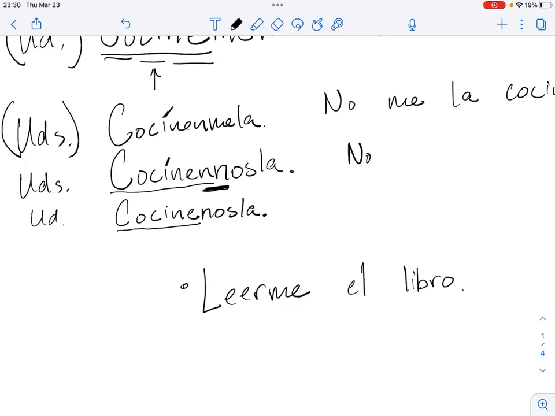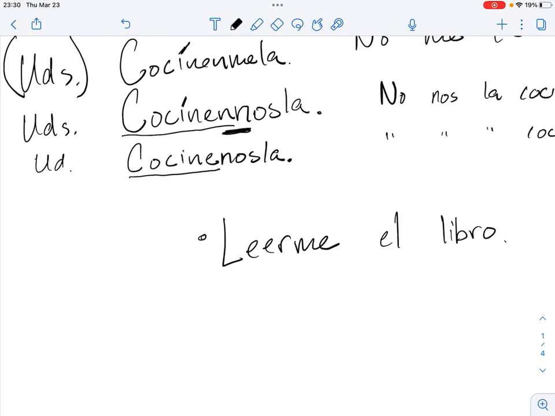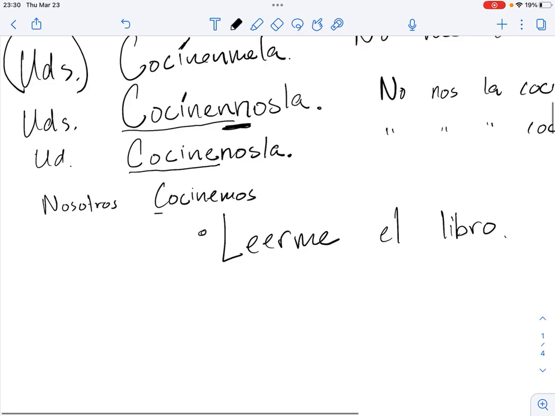Now negative doesn't make as much of a difference. No nos la cocinen. No nos la cocine. And let's not forget we can do nosotros command. Let's just do a single command for let's cook it. Nosotros. For that us, it would be cocinemos. Cocinemos. Ooh, the stress is actually over the ne.